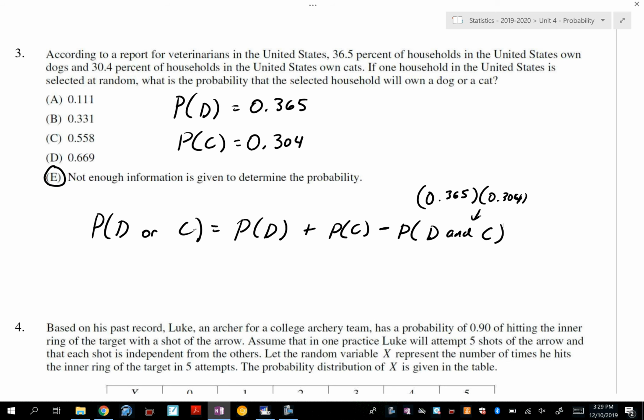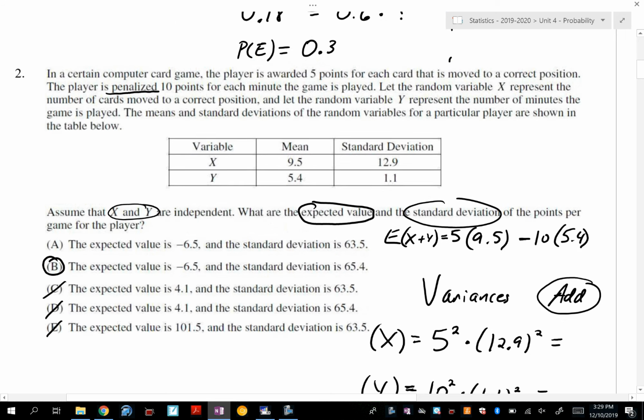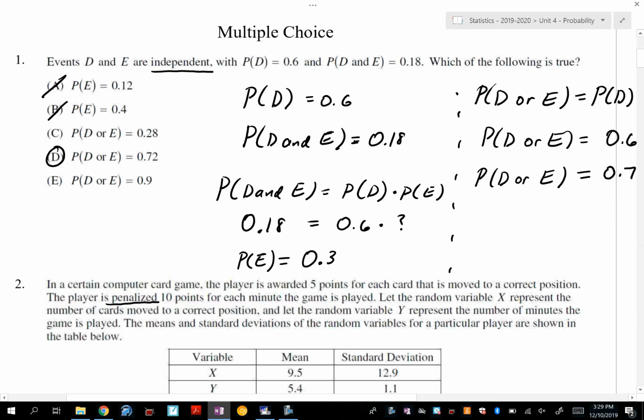Correct. It doesn't say they're independent. When I think about it, I don't think they're independent. It doesn't say they're independent, so I can't just multiply them. I can't just do this to get and. That's what number one said. Remember, number one doesn't have to say anything about disjoint, but it has to say independent.